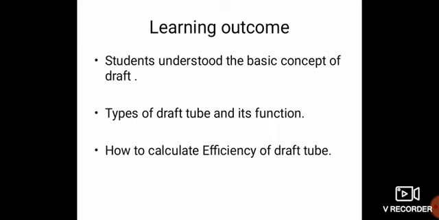Now the learning outcome from this session: the student understood the basic concept of the draft tube. You can clearly understand why the draft tube is necessary and its definition. In simple terms, the draft tube is used to discharge water from the turbine outlet to the tail race level. Then the various types of draft tubes: first the conical draft tube, then the square outlet draft tube, then the elbow type draft tube, then Moody's spreading draft tube. These are the four types of draft tubes.